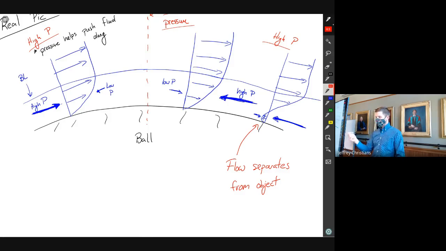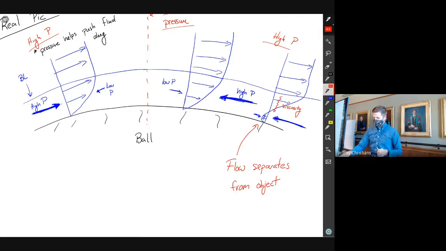If you think of it again from a momentum picture, viscosity is trying to diffuse momentum down into that slow moving fluid. It's just not fast enough. So we get this flow separation.